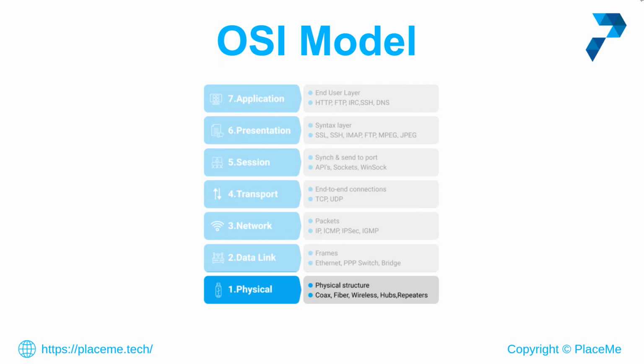Layer 1, the physical layer. It focuses on the transmission and reception of raw bits. It defines electrical signals, voltage levels, and the physical interfaces for network hardware. Devices like hubs and network interface cards operate here.